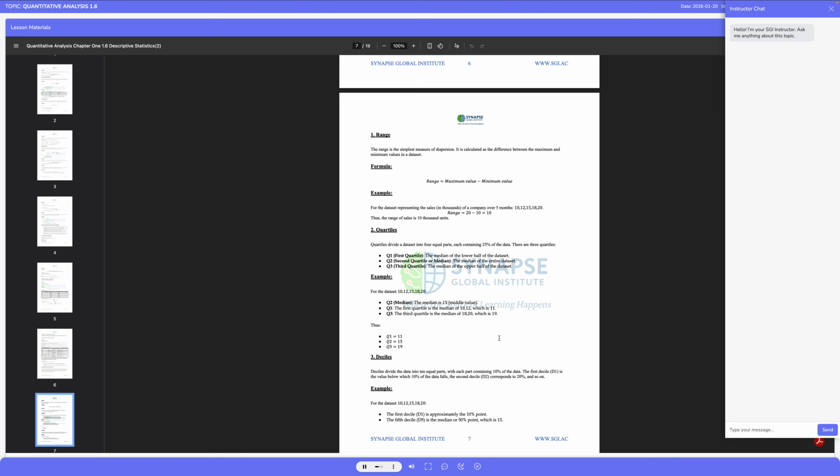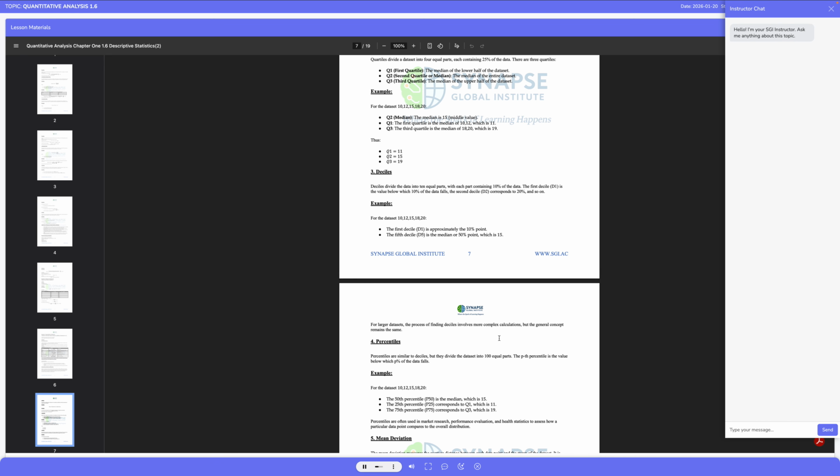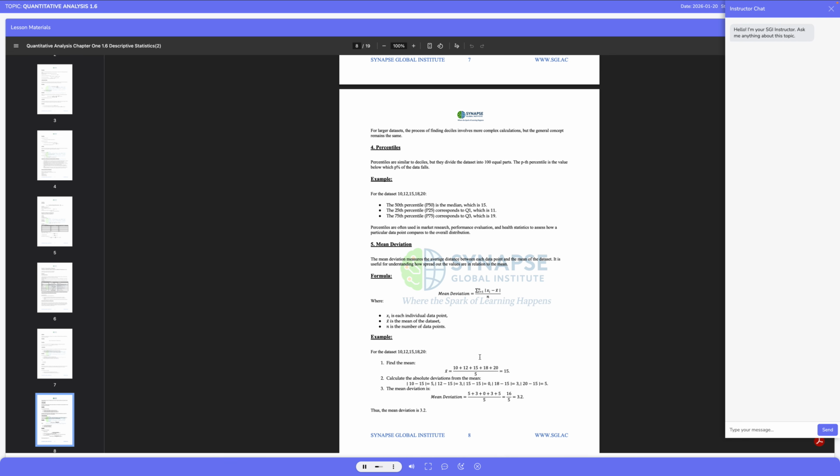For example, consider the dataset 10, 12, 15, 18, and 20. When the data are arranged in ascending order, the median or second quartile is 15. The first quartile is the median of the lower half of the data, which is the average of 10 and 12, giving 11. The third quartile is the median of the upper half of the data, which is the average of 18 and 20, giving 19. These values show how the data are spread across different sections of the distribution and are particularly useful in identifying skewness and outliers. Closely related to quartiles are deciles.